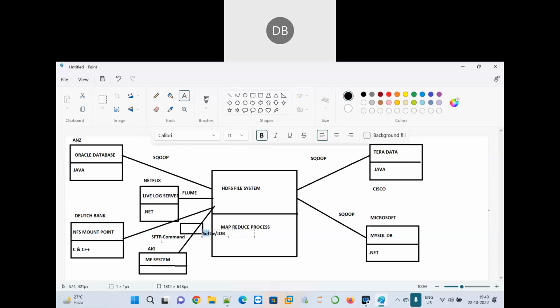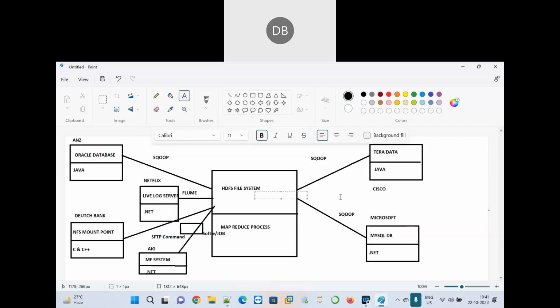We need to configure it, and suppose they are using .NET. So to get the data from the mainframe file system into the HDFS, we need some kind of third party API or job so that we can get the data from the mainframe system. It is in a different format, right? So we need to convert it into our required format and load it into our HDFS file system.